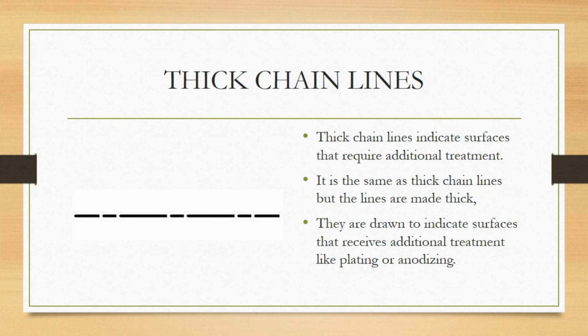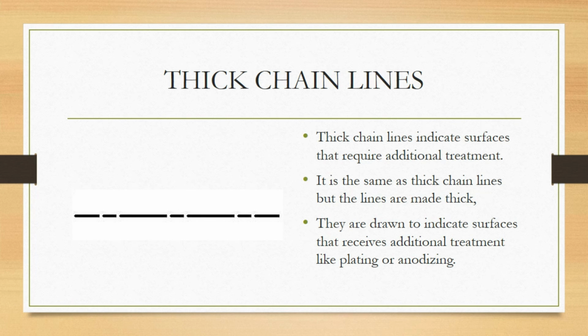Thick chain lines are used to indicate surfaces that require additional treatment. It is the same as thin chain lines, but the lines are made thick. They are drawn to indicate surfaces that receive additional treatment like plating or anodizing.